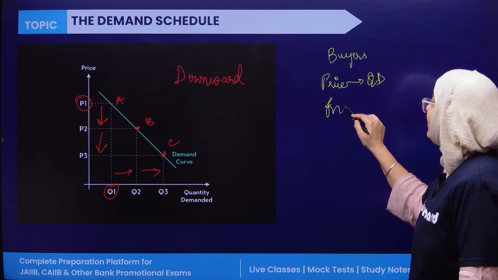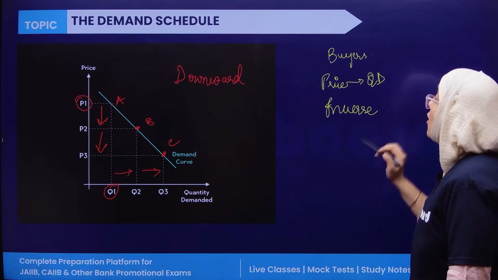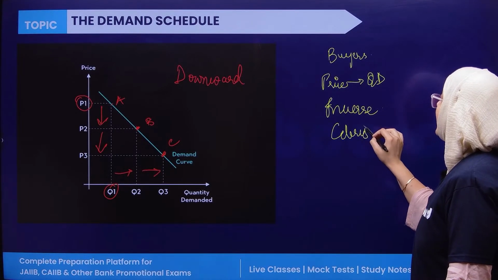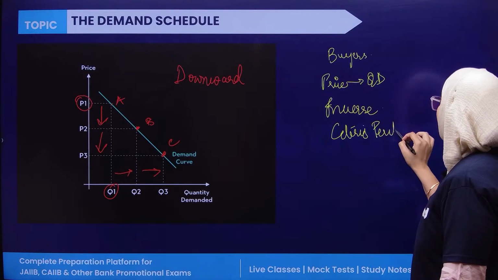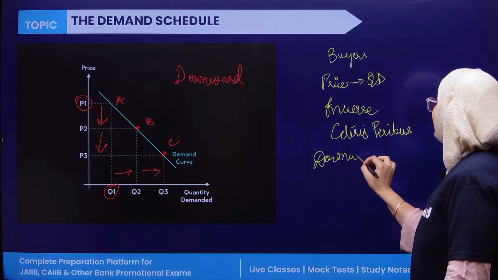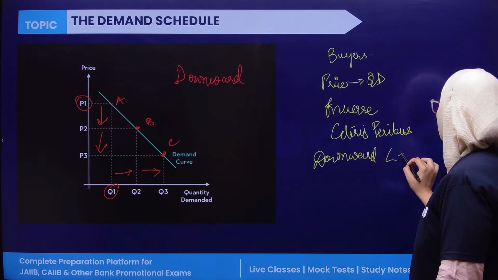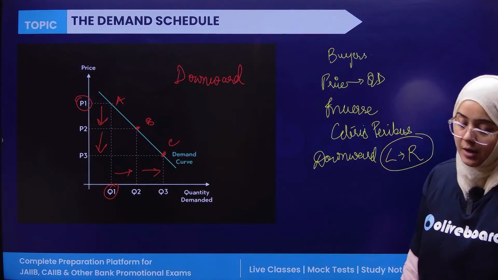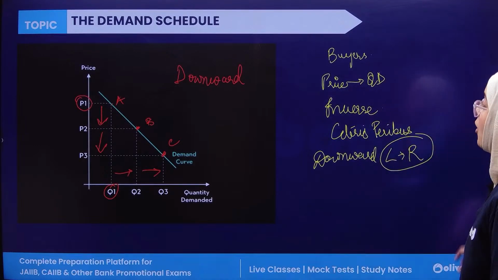That is always inverse, keeping all other things constant, which is known as ceteris paribus. And always remember, the law of demand curve is always downward sloping, and its slope is from left to right. Okay, so this is the complete law of demand.